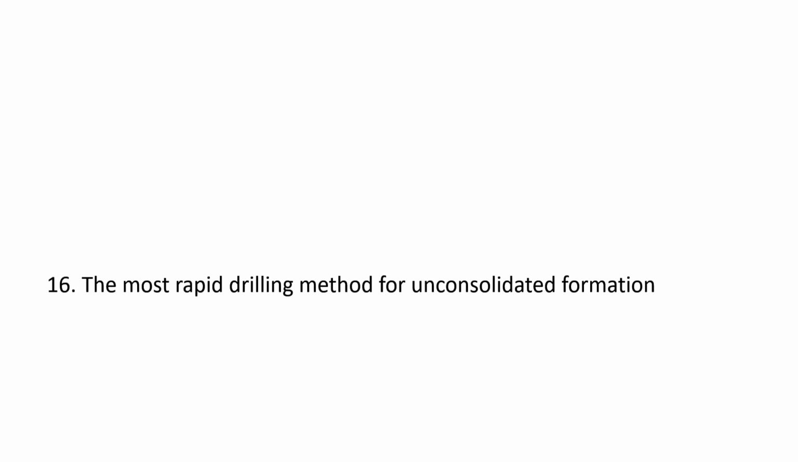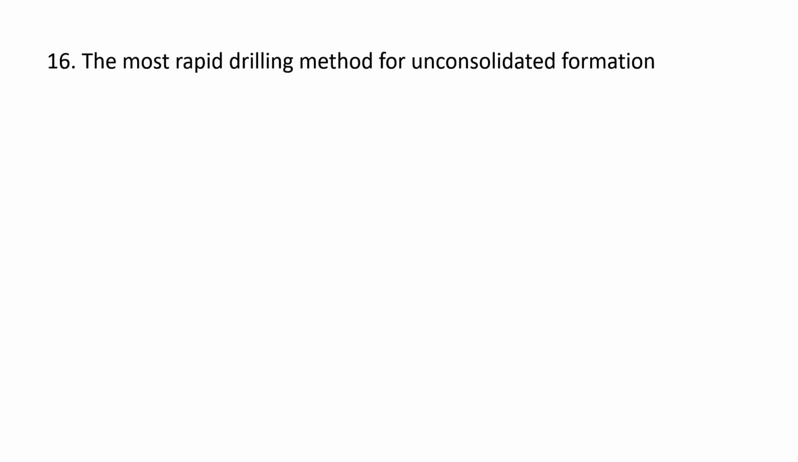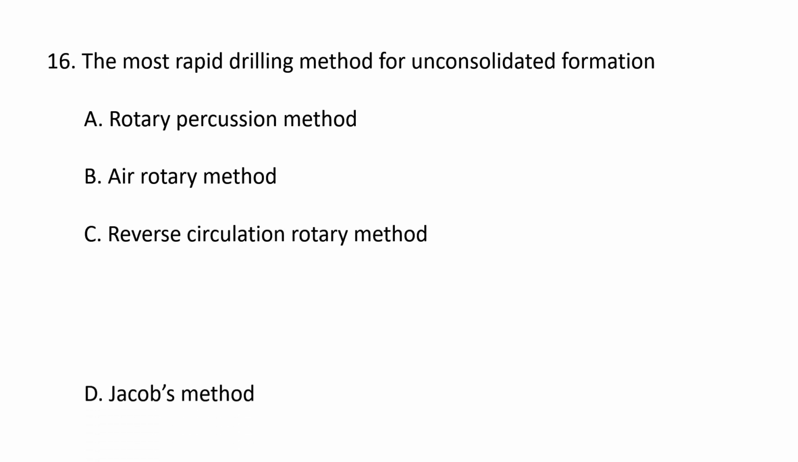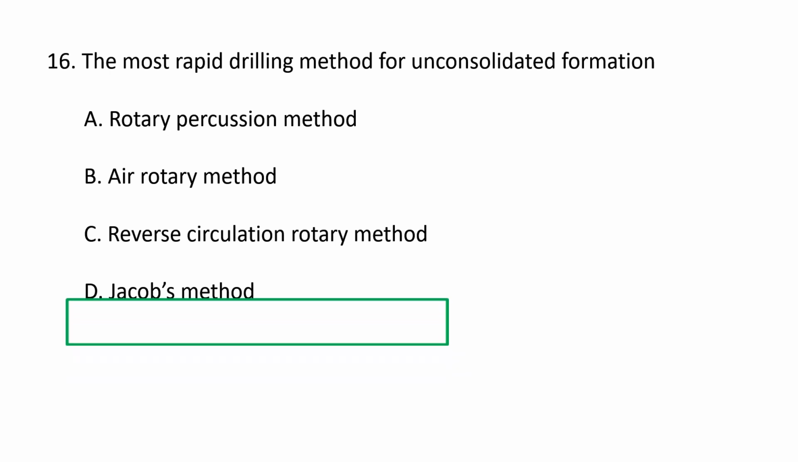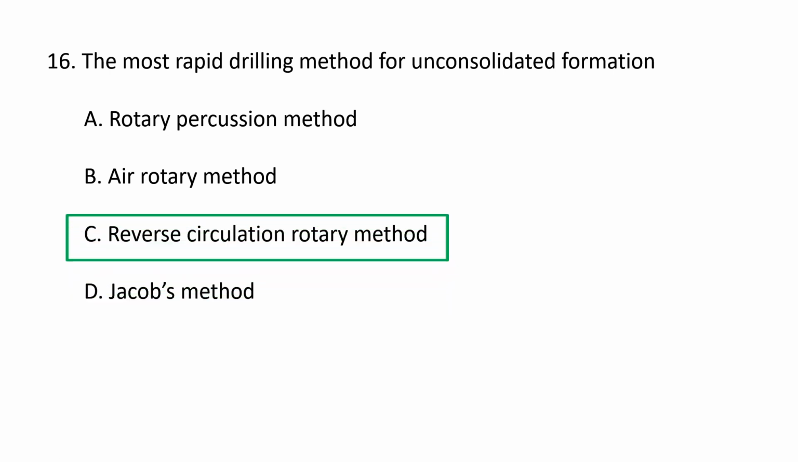Next question. The most rapid drilling method for unconsolidated formation is A. Rotary percussion method, B. Air rotary method, C. Reverse circulation rotary method, and D. Jacobs method. The most rapid drilling method for unconsolidated formation is the reverse circulation rotary method.